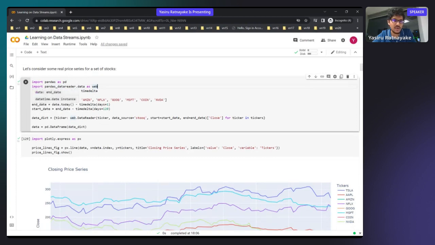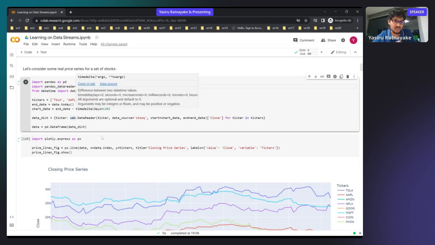But what I'm going to try to do is download the price series for some stock tickers. As you can see, these are around Tesla, Apple, Amazon, Netflix. These are all kind of tech stocks. These last two are Coinbase and NVIDIA, if they seem less familiar. But what I'm going to do is download those from today, and actually I'm going to get it from yesterday, and I'm going to look back 120 days.